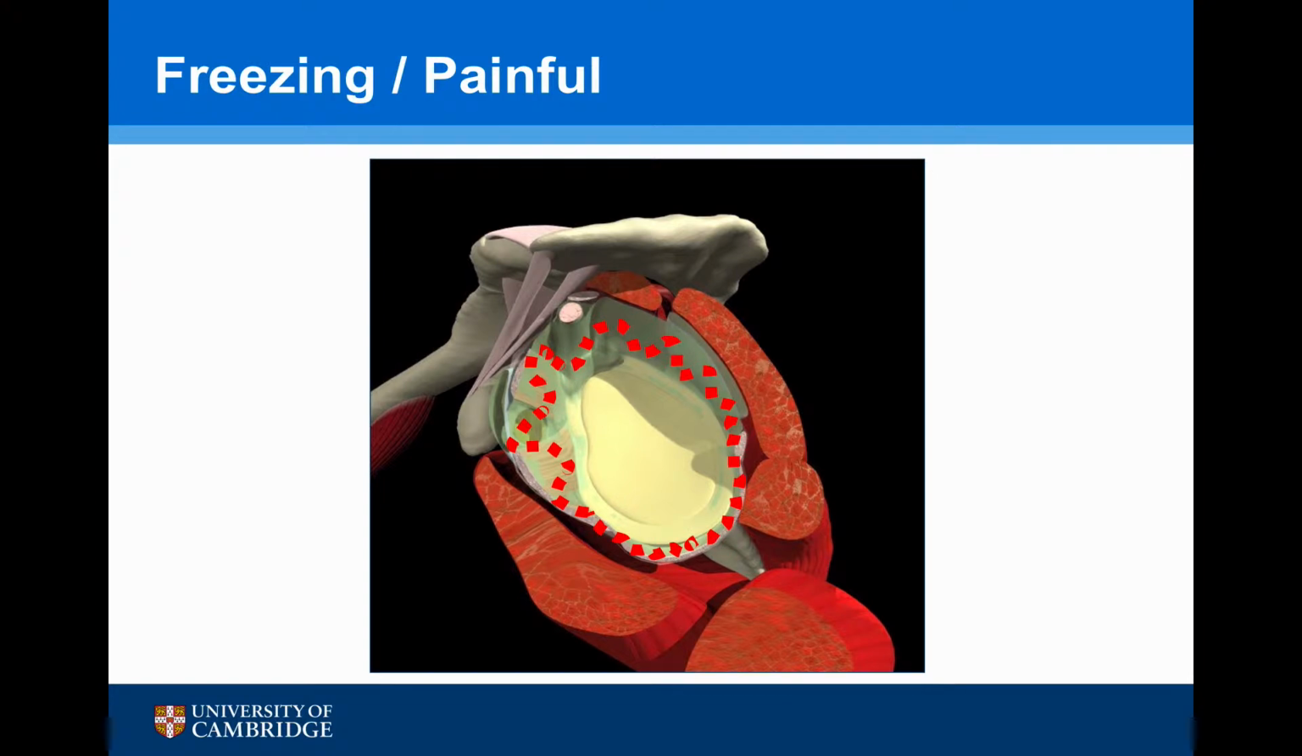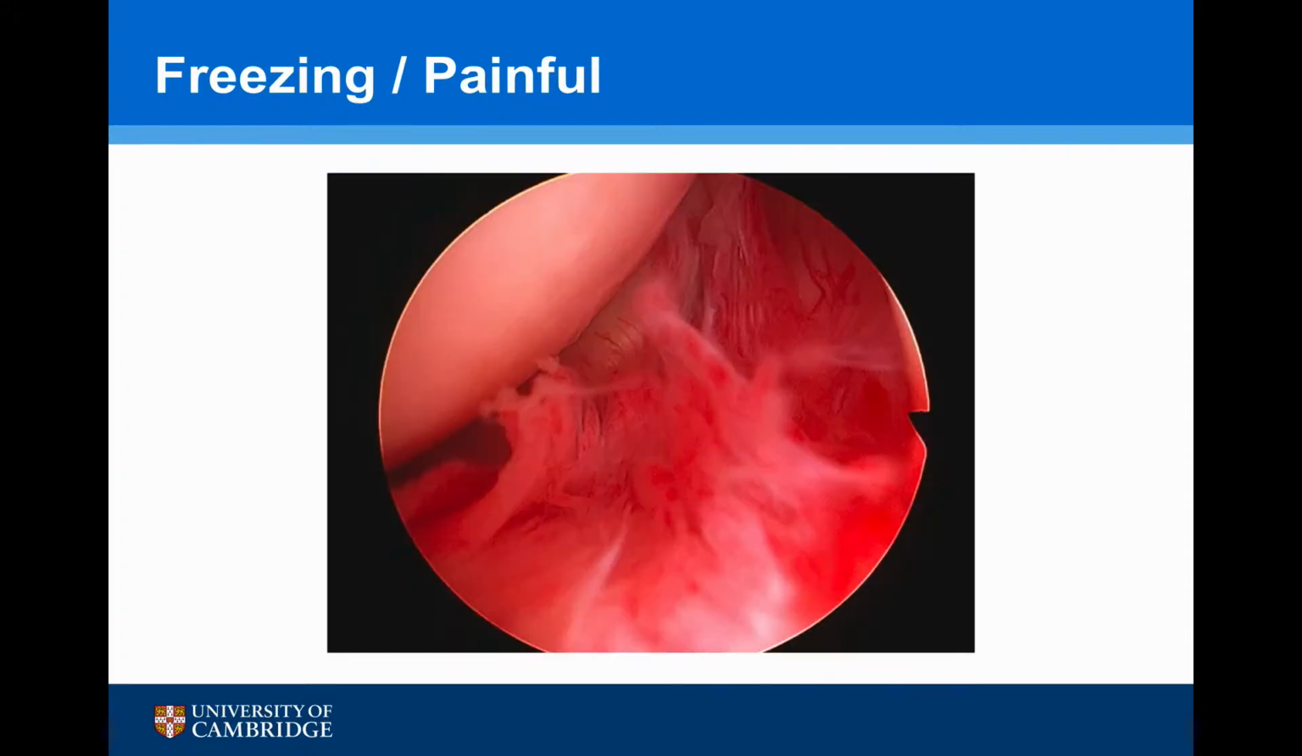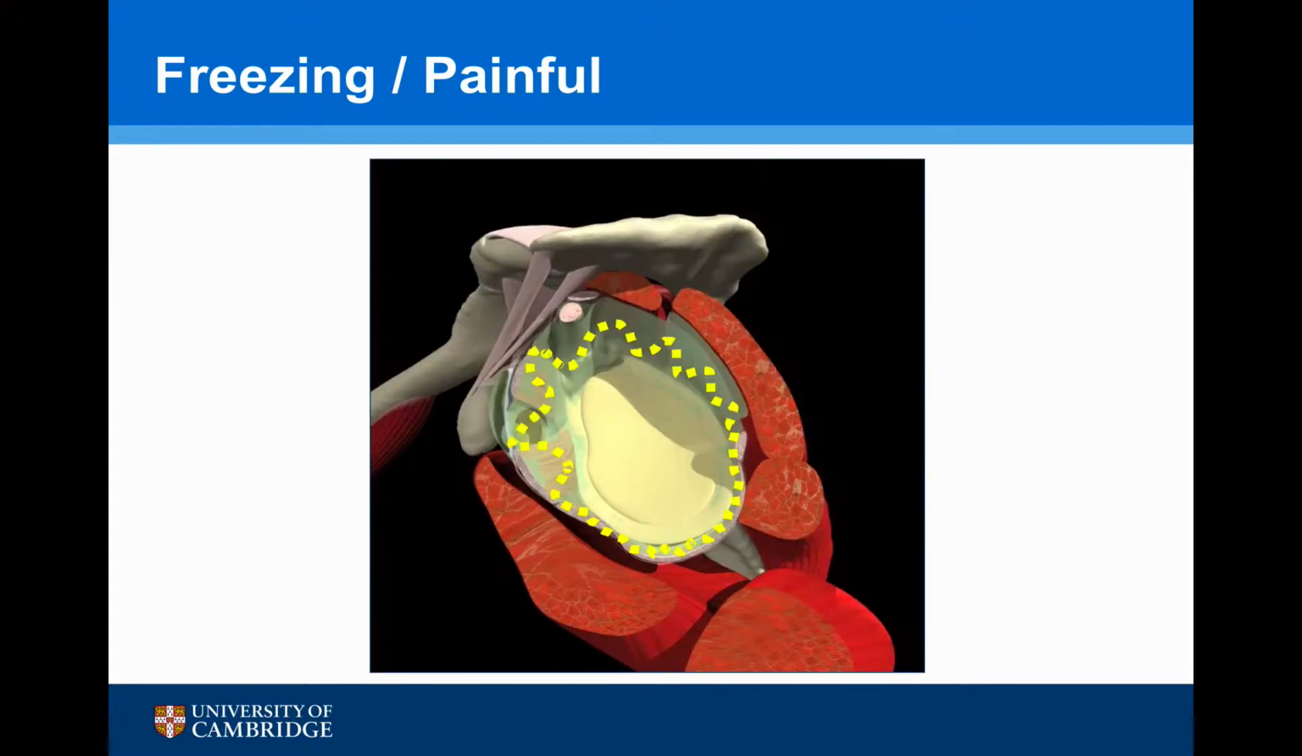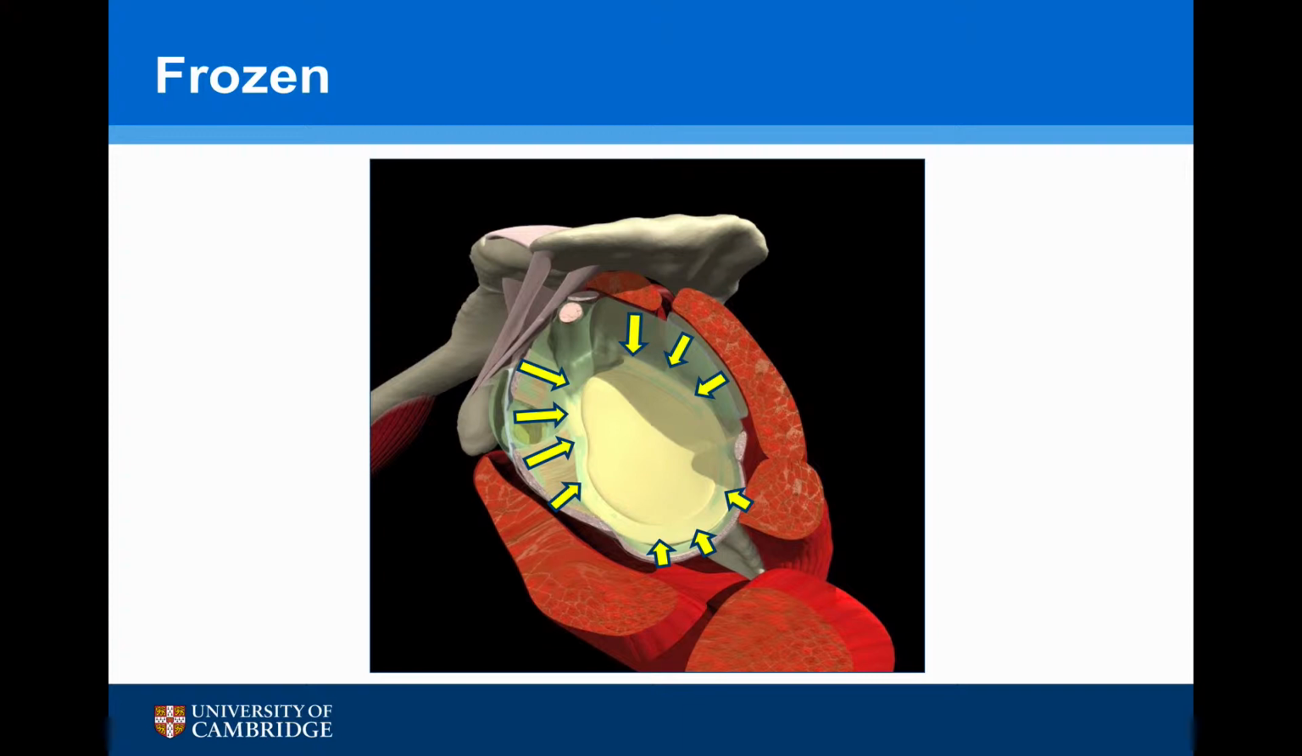For some unknown reason, the capsule suddenly becomes incredibly inflamed and painful. As time goes on, this inflammation becomes greater and greater. This is an arthroscopic view of a shoulder in the inflamed stage of a frozen shoulder. You can see the capsule incredibly red and inflamed. Over time, the inflammation tends to settle, and as this does, the capsule then begins to scar up. As time goes by, this scarring gets greater, and the capsule thickens and contracts down, restricting all movements in the shoulder.